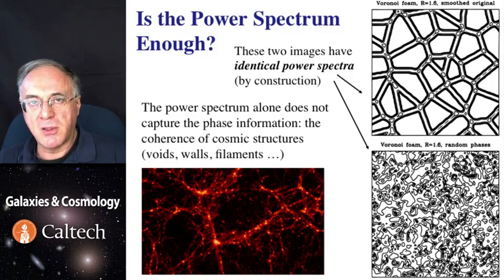It looks like complete noise. The coherence is completely gone. So whereas the distribution of fluctuations is the same, their arrangement is completely different.